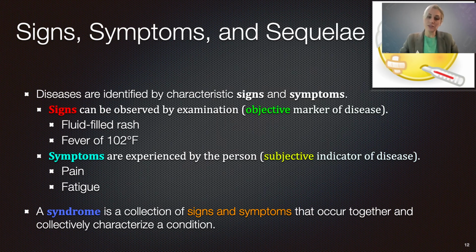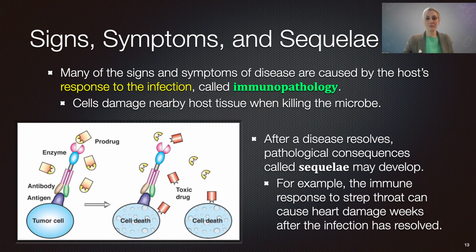When we talk about a syndrome, it's actually the combination of signs and symptoms, and that's what helps us diagnose disease. It's a collective characterization of these. Looking at signs and symptoms, we can also see that how the host responds to a specific disease is an indicator as well. So our response to an infection is actually known as immunopathology. So that's how our immune system interacts with the invading microorganism.